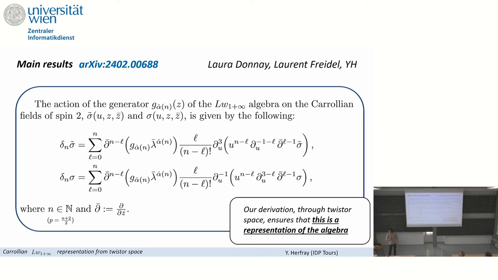I want to emphasize that the generators here are very specific. Polynomial in Z bar. They are not all super translations. It's a subset of super translations. Just to emphasize this, for example, the BMS group is not contained in the LW1 plus infinity algebra. Just to be clear, you have a subgroup which is very chiral, of chiral generators. Not even the Carroll Poincaré.